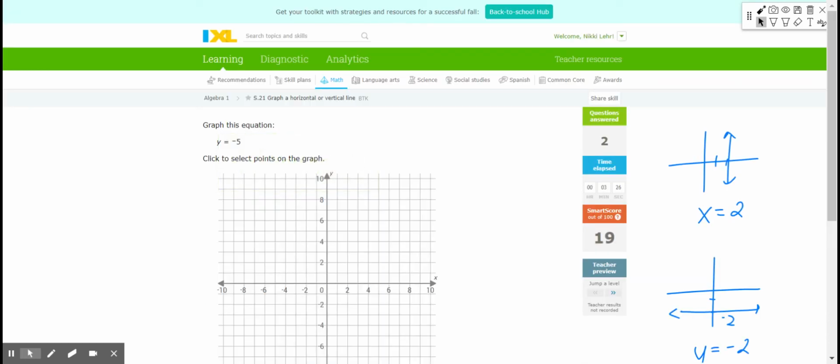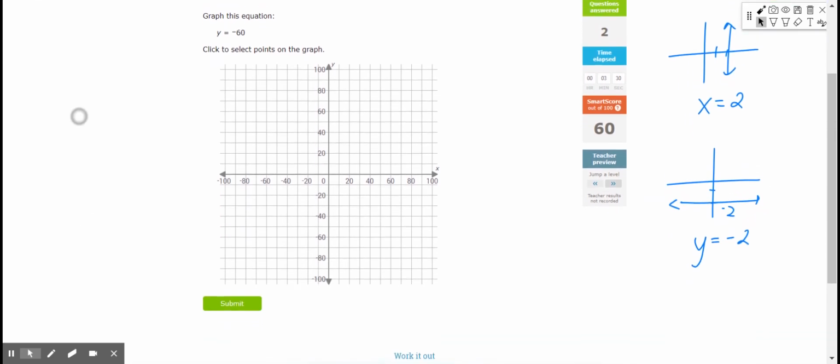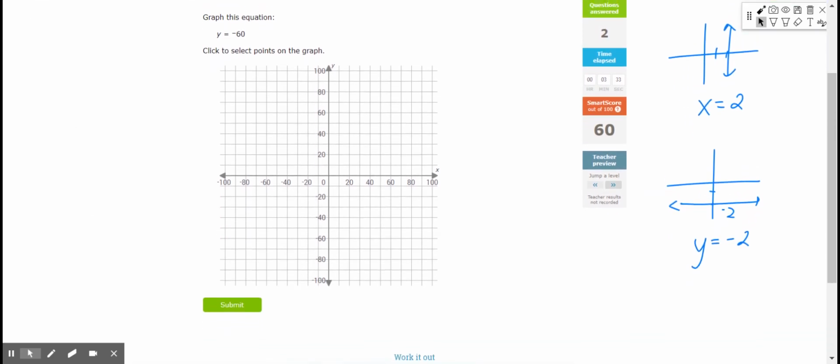Perfect. Let's jump a level here and see what they have for us at this stage. Notice this time y equals negative 60. They're just expanding to show you that it doesn't have to be within that 10 by 10 grid. So if it's y equals, I go to the y-axis and plot a point at negative 60. Then I plot any point on that horizontal line. Maybe I put it over here. And there is our horizontal line at y equals negative 60.